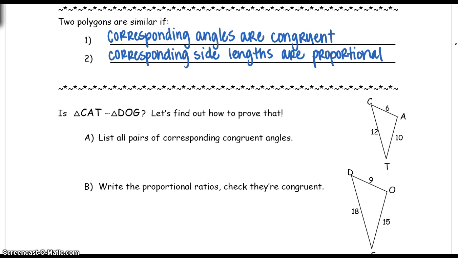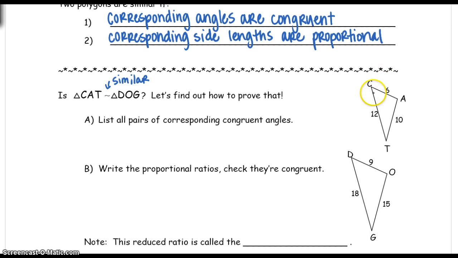So is triangle CAT similar to triangle DOG? That's how we say that. That means similar right there, in case you're wondering what that mark means. Okay, they want to know if those two triangles are similar, and let's talk about how we're going to prove that. Well, first things first, I kind of messed up and I forgot to mark these triangles for you guys. So if we can go through here really quickly and just mark some angles that I forgot to mark, that would be wonderful, and I apologize for forgetting to mark those.